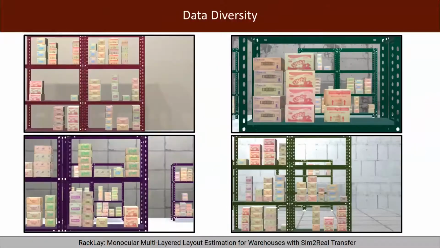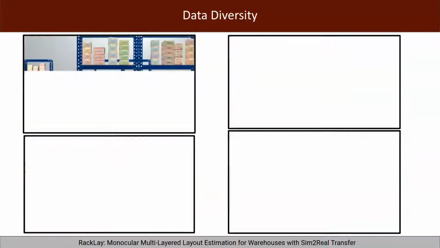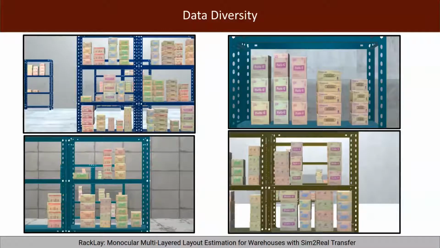Here, we display the diversity of our domain randomized dataset. Observe how the color and texture of the boxes, racks, floors and walls are random. The size of the boxes and the height to which they are stacked are also randomized. The density of box placement varies from sparse to dense. The background is either a wall or a busy warehouse with racks in the background.